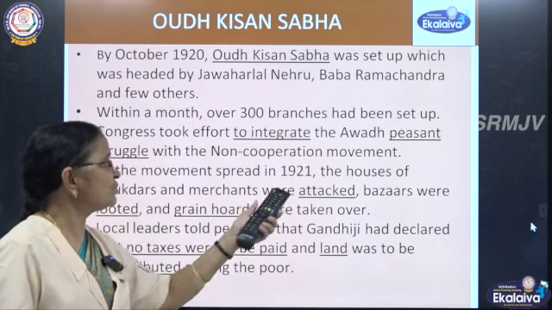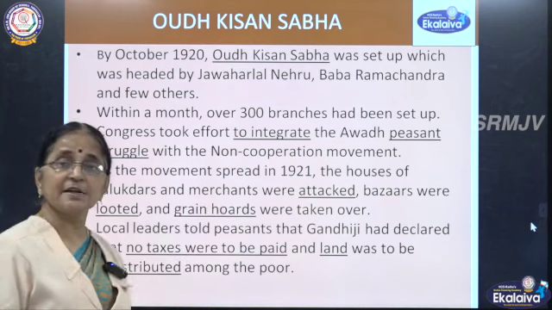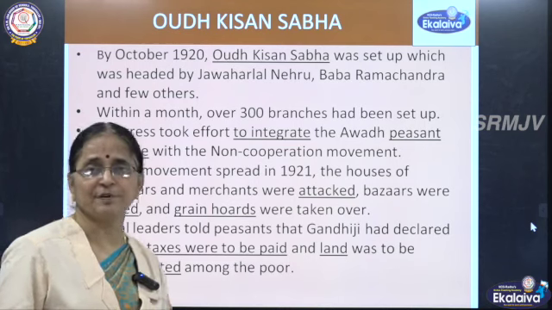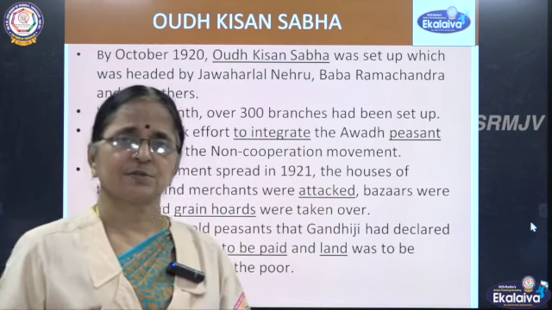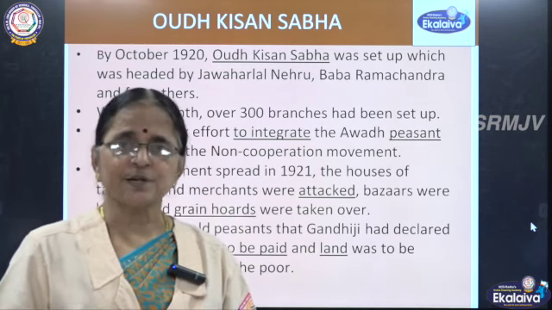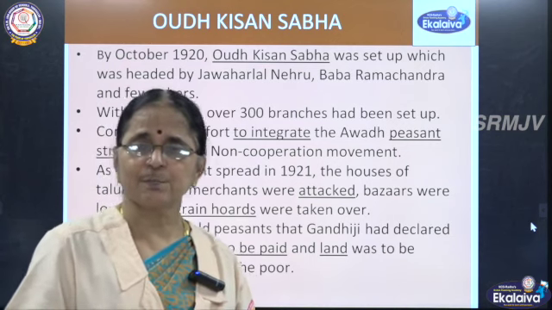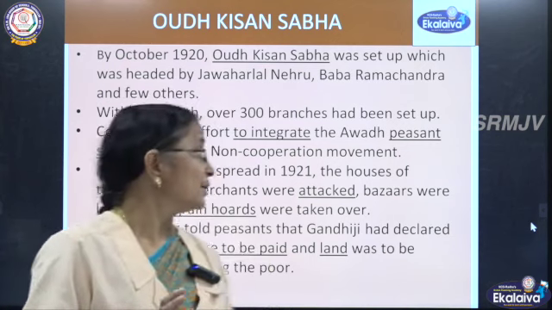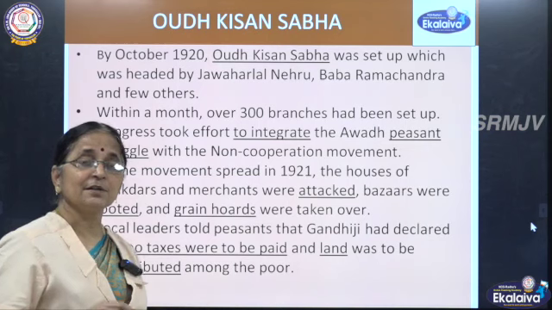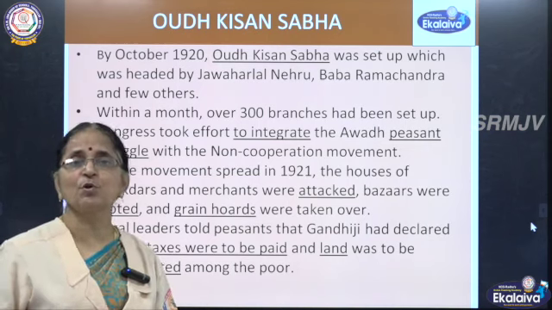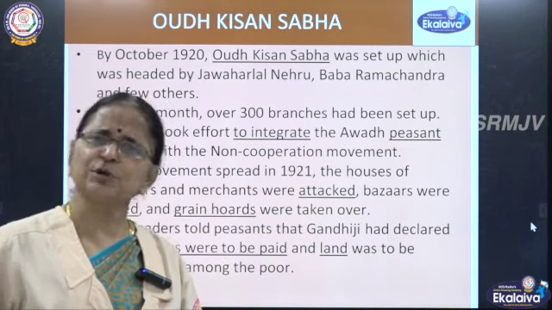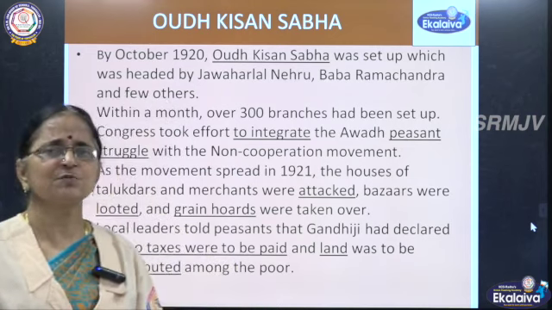As the movement spread in 1921, the houses of talukdars and merchants were attacked, bazaars were looted, and grain hoards were taken over. The peasants interpreted the movement in a wrong way. That is why they attacked the merchants and talukdars, looted the bazaars, and took over the grain hoards stacked in the landlords' houses. It took a different turn. The Congress was unhappy with this.